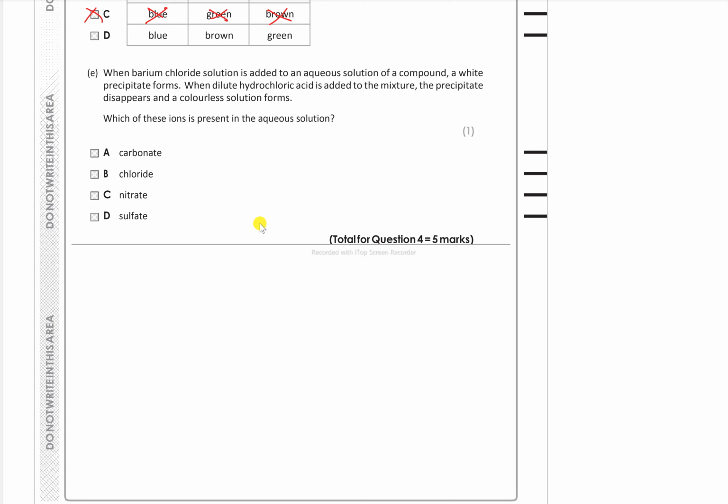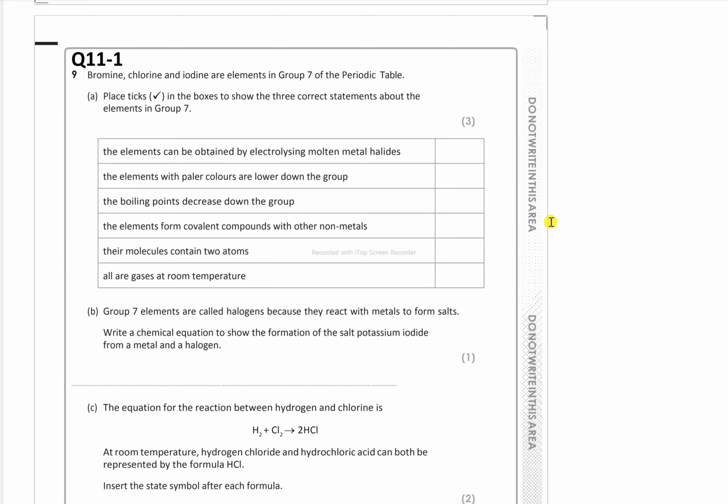Right. Barium chloride is added to an aqueous solution of a compound. A white precipitate is formed. Then a colorless solution forms. That is for a carbonate. Barium chloride solution. Let's move on, we can discuss that later.